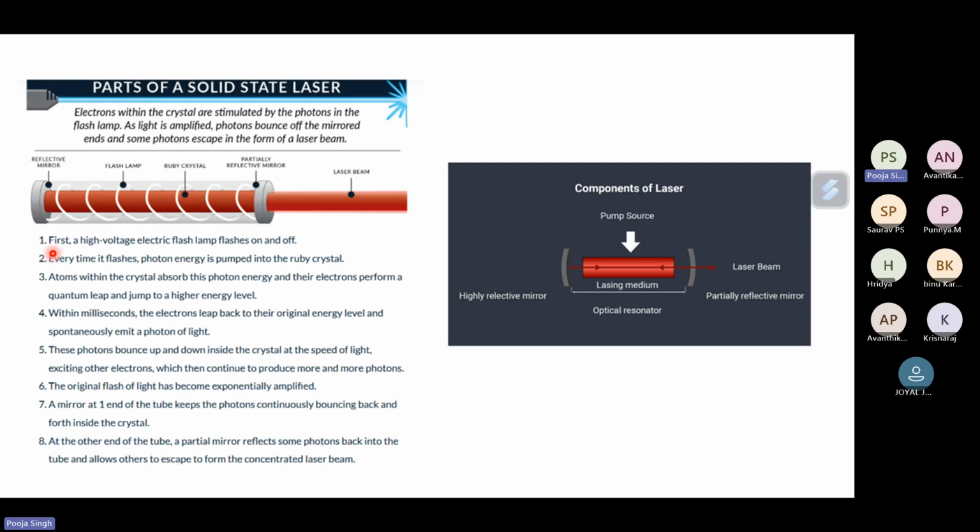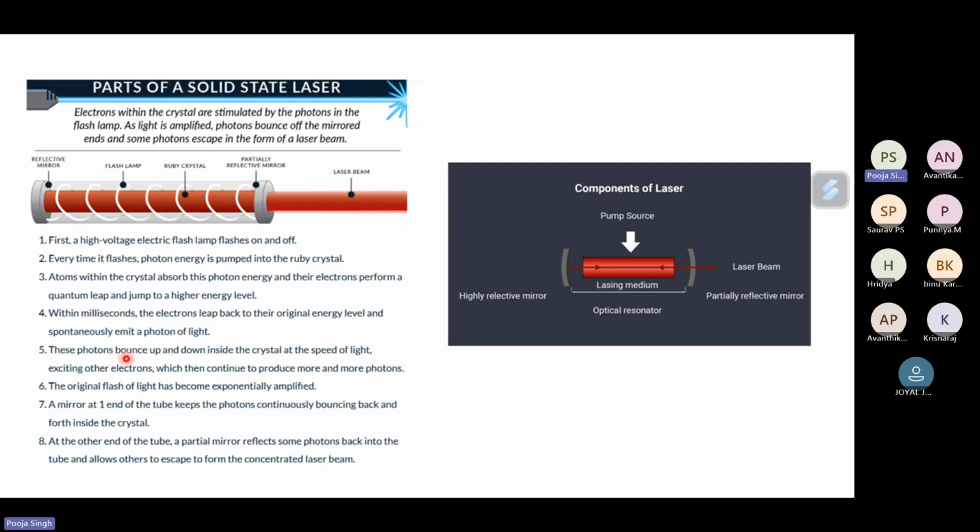Same process: at the input, a high-voltage electric flash lamp flashes on and off, and every time it flashes, photon energy is pumped. Photon energy being pumped means the electron goes from the ground to the excited state in the ruby crystal. Atoms within the crystal absorb this photon energy, and their electrons perform a quantum leap to a higher energy state. Within a millisecond, the electron leaps back to the original energy level, so it's like a two-level transition, and spontaneously emits a photon.